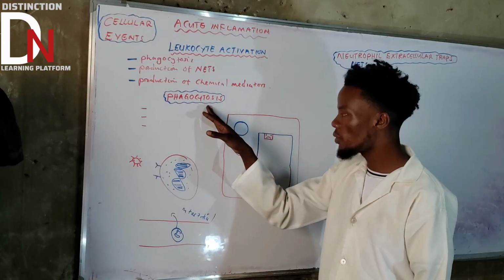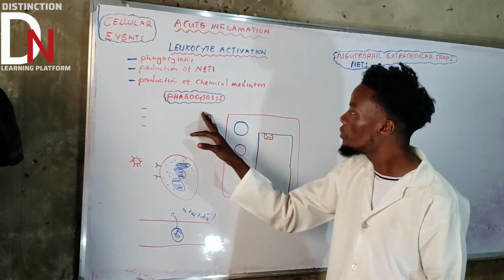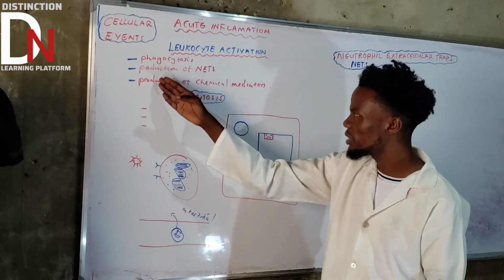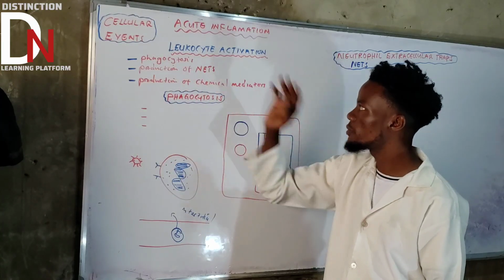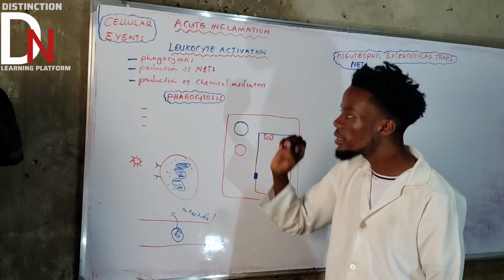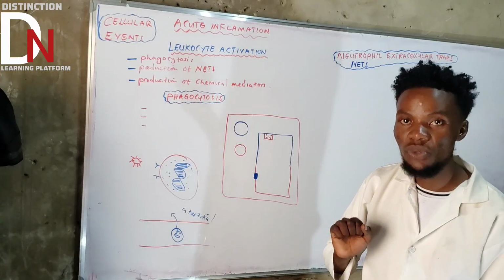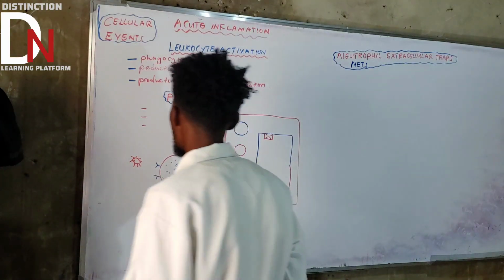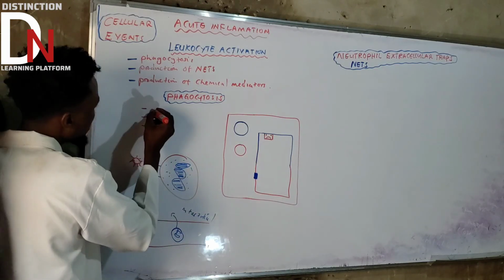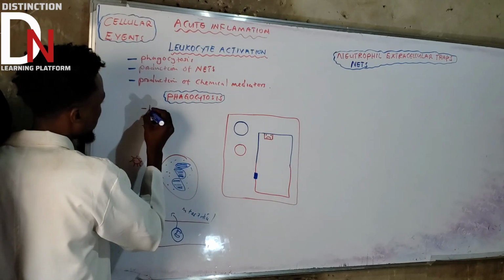The process of phagocytosis is a complex process, but we're going to simplify it so that you can understand fully. Here we said leukocyte activation contains these three important aspects. Now we need to know, under phagocytosis, what are the three important aspects that can happen. The first one is engulfment. We'll talk about how the engulfment happens here. Let's use the blue marker.